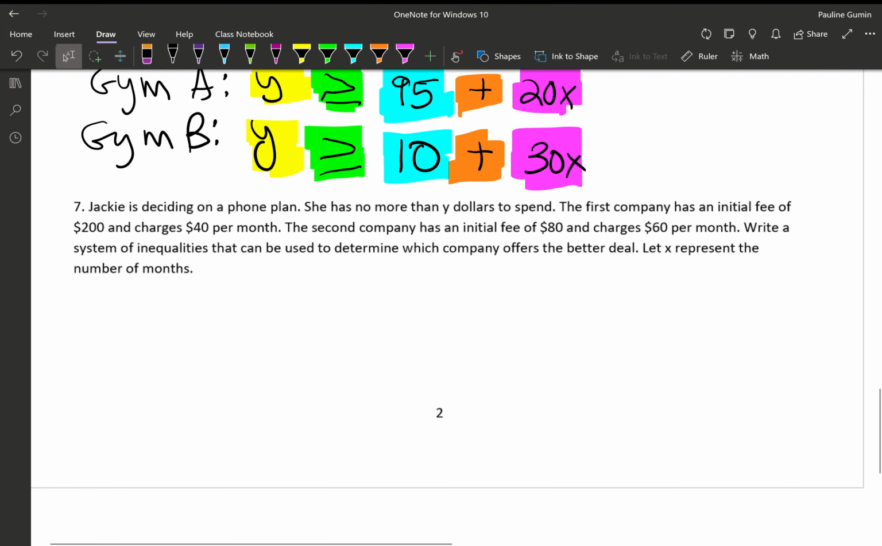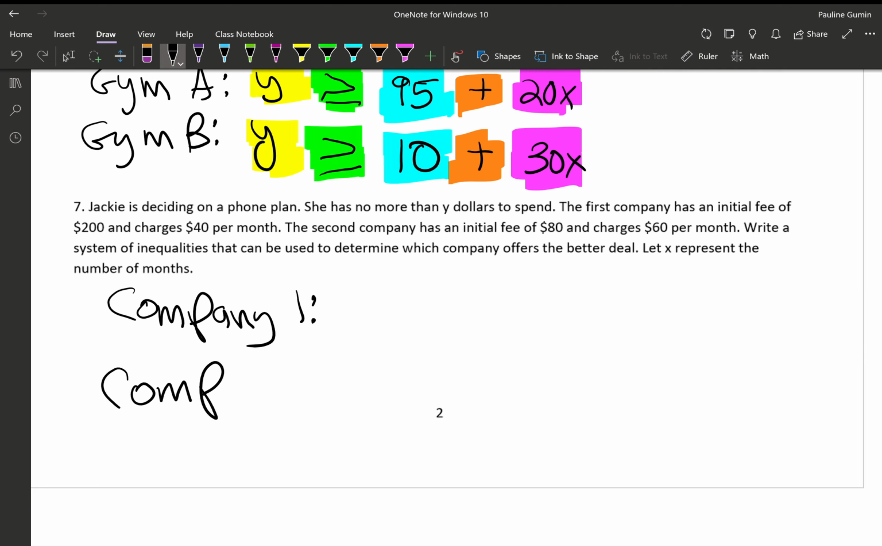Number 7, Jackie is deciding on a phone plan. She has no more than Y dollars to spend. The first company has an initial fee of $200 and charges $40 a month. The second company has an initial fee of $80 and charges $60 a month. Let's write a system where X represents the months. So we have company 1 and company 2. So Jackie has only Y dollars to spend. So each of those inequalities starts off with a Y.